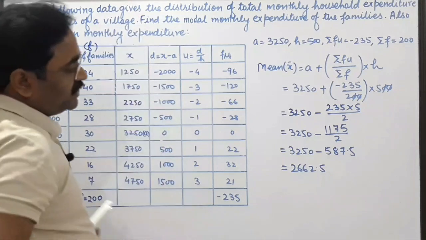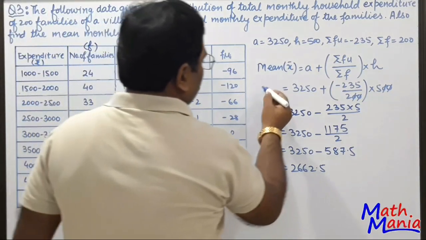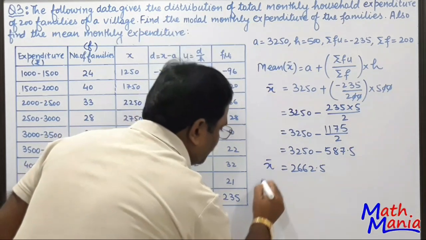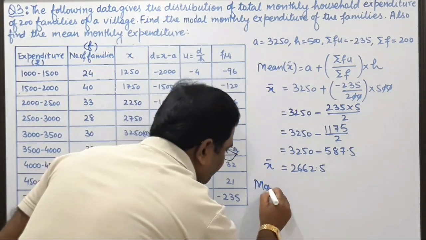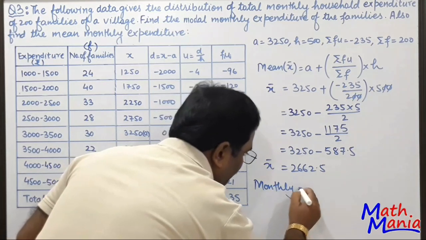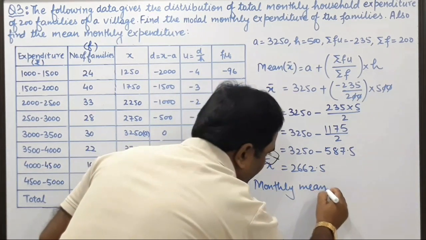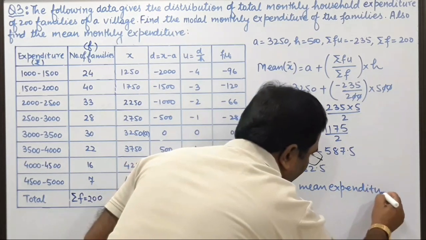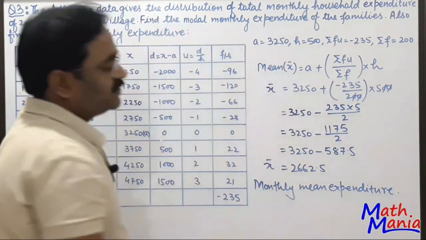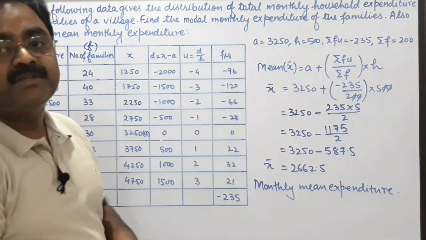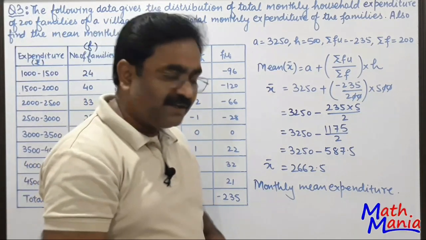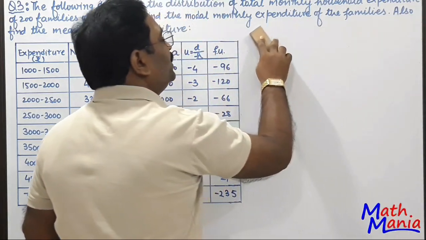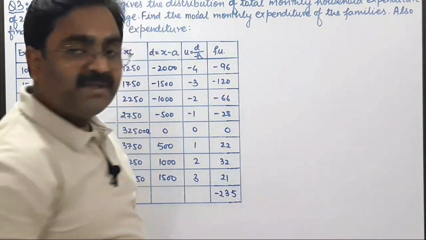Right, friends? So after getting the value of x bar, we got monthly mean expenditure of the family, which is 2662.5. Right, friends? Mode. To find the mode, we need only the data which was given in the question.